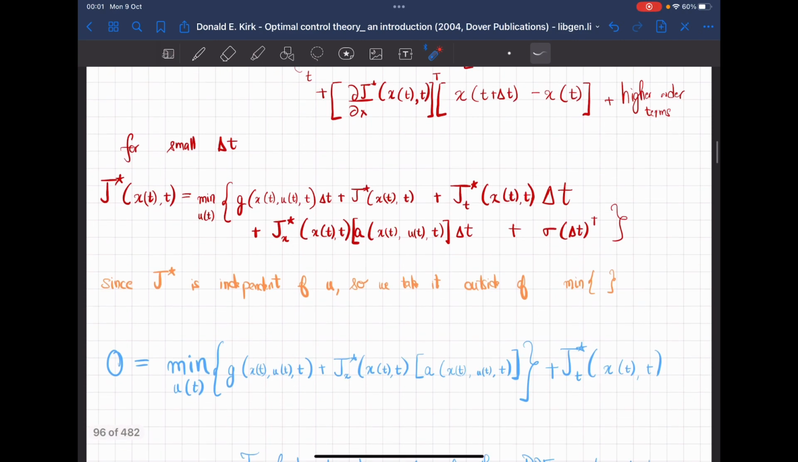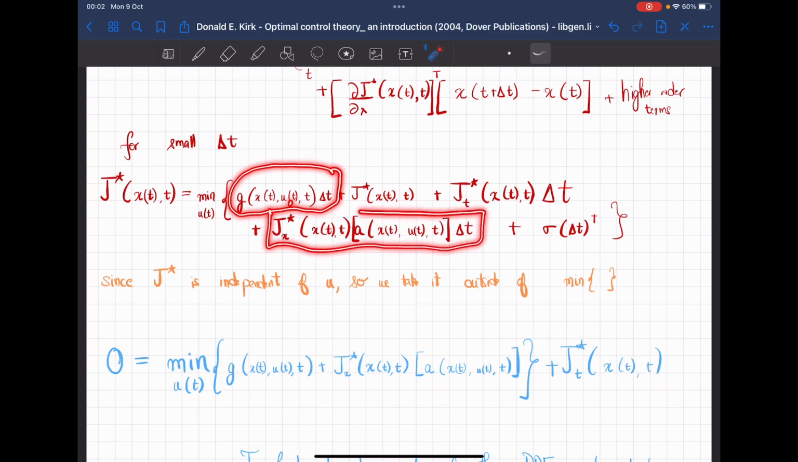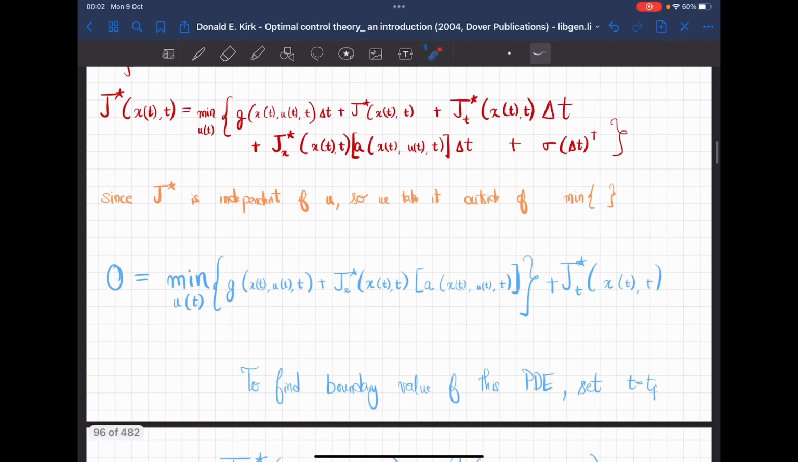So now what I do is the J star gets cancelled, because it has no dependence on u t, so this comes out of the minimum expression and this gets cancelled. So what we are left with is, inside the minimum, this because it depends on u t, this because again it depends on u t, this one got cancelled and this one comes out. So I can write my expression here as minimum of some expression plus J star t.